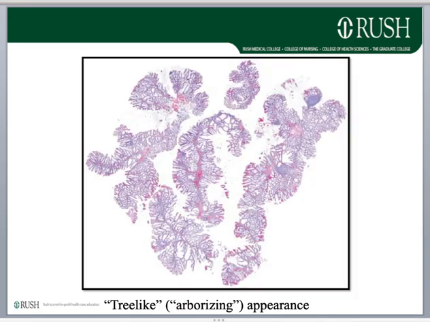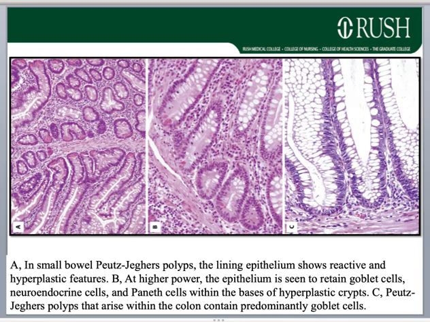This is a whole mount of a Peutz-Jeghers polyp to demonstrate the tree-like arborizing appearance which you see with Peutz-Jeghers polyps.